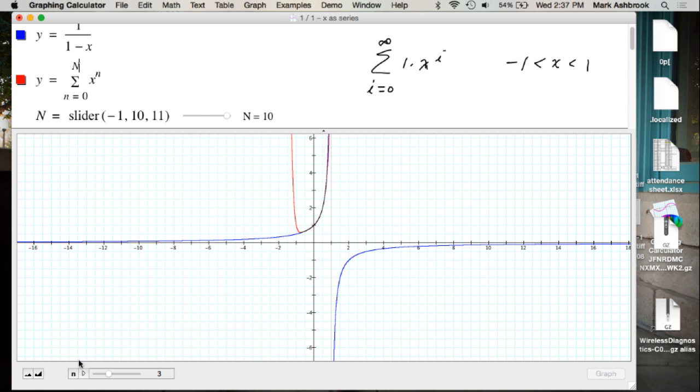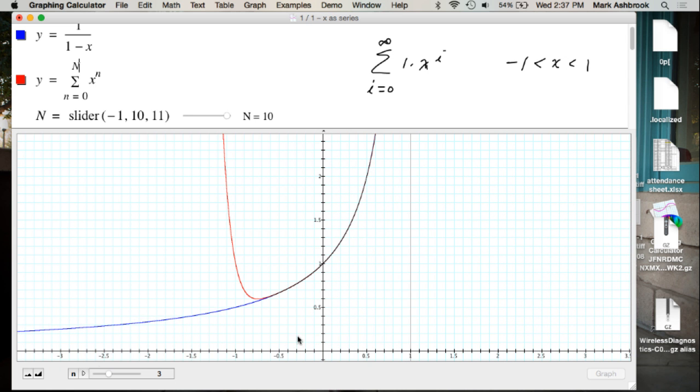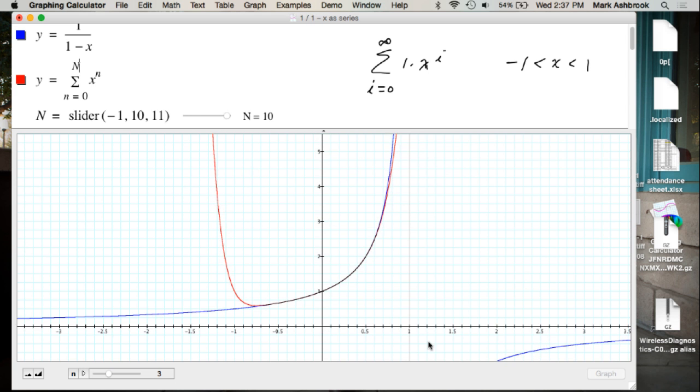But here in the middle, between negative 1 and 1, the more partial sums we take, the better and better job it does in that interval of getting close to the blue graph. The blue graph is doing this. Okay, does that make sense? Any questions?